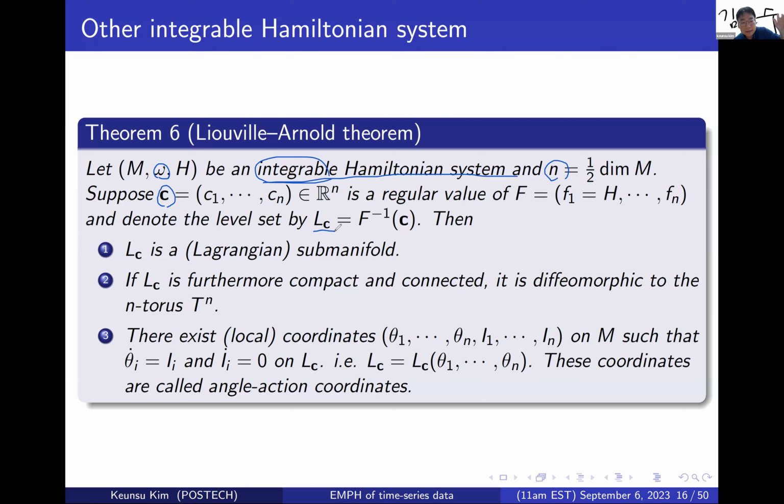The level set is L_C. A trajectory in L_C means the particle's trajectory preserves the quantity C. And the Liouville-Arnold theorem tells us that L_C is diffeomorphic to an n-torus. So the first example is our previous slide. The uncoupled one-dimensional harmonic oscillator is an integrable Hamiltonian system.